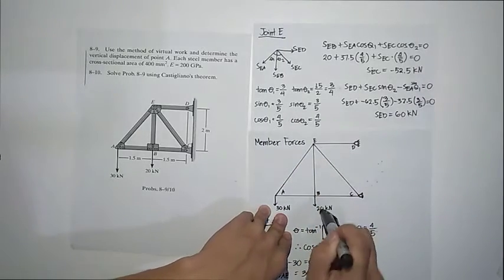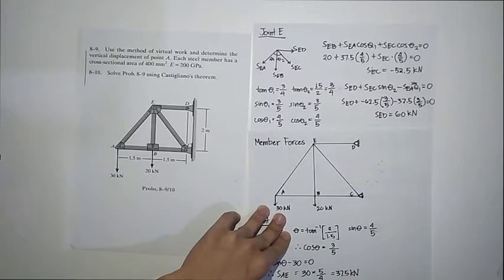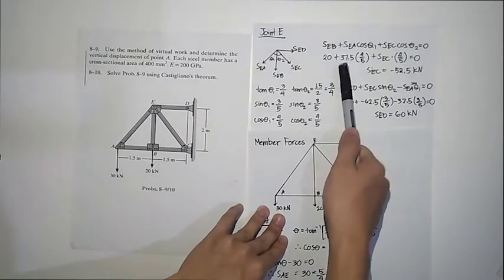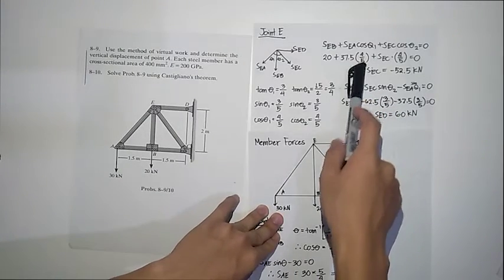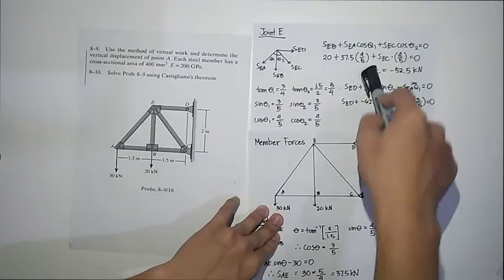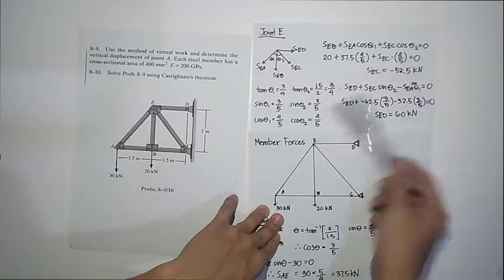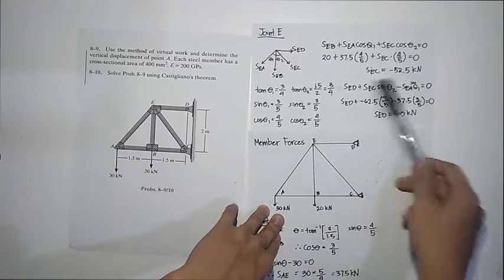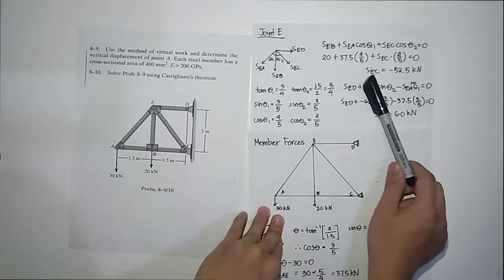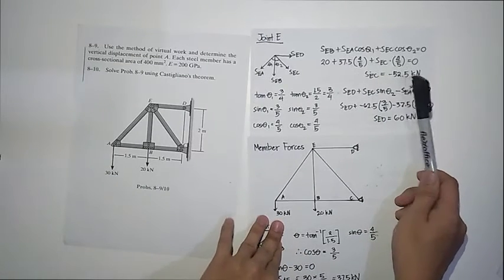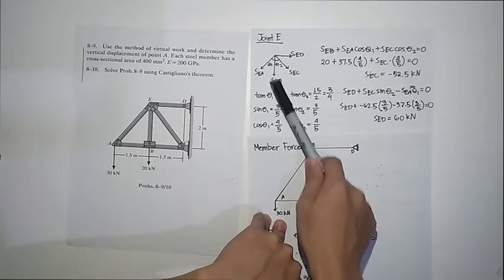So, equals to 0. So, ang SEB po ay 20, di ba? Yung na-solve po natin kanina na 20. Plus 37.5. Ito po yung SEA times 4/5 po. Plus SEC times 4/5 kasi cos theta 2. The same na din po and equals to 0. So, ngayon, i-manipulate lang po natin sa calculator natin at makuha po natin ang SEC is equals to negative 52.5 kN.